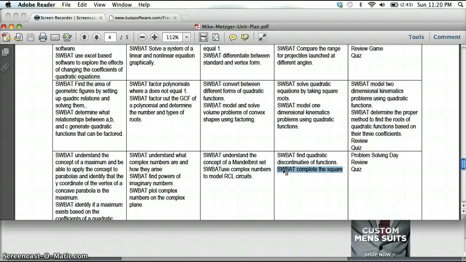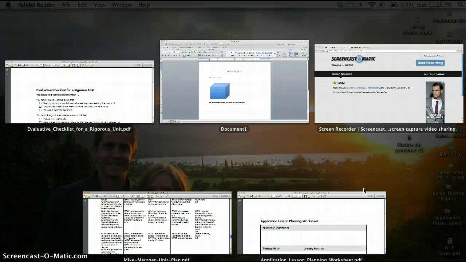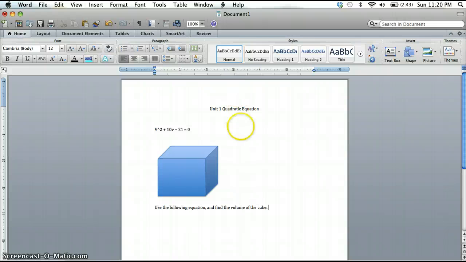If I want students to be able to complete the square, then I'm going to actually write, now I'm writing my exam. So exam number 1, unit 1, quadratic equations. So this is the quadratic equation, and I want students to actually solve by completing the square. So I have v squared plus 10v minus 21 is equal to 0. So I'm writing my exam now.